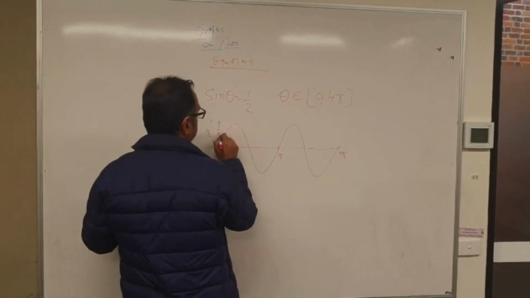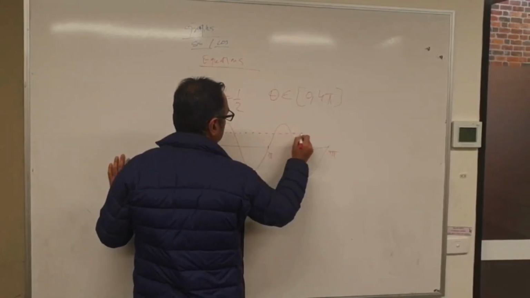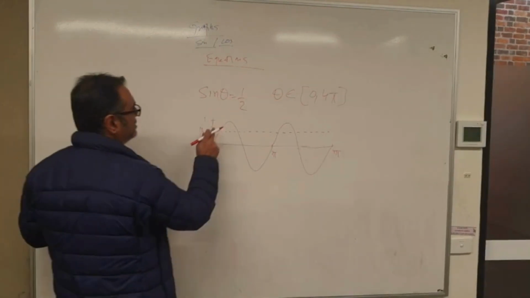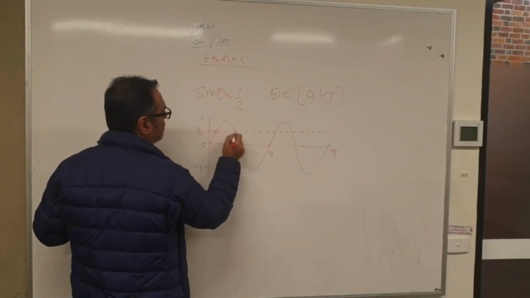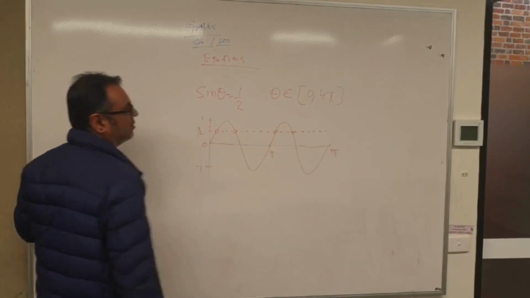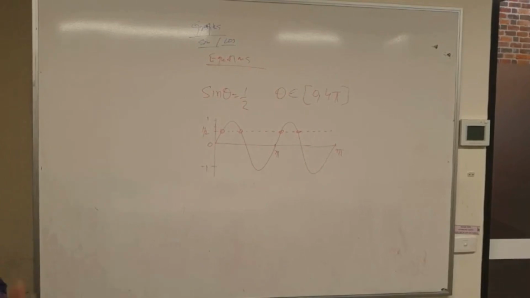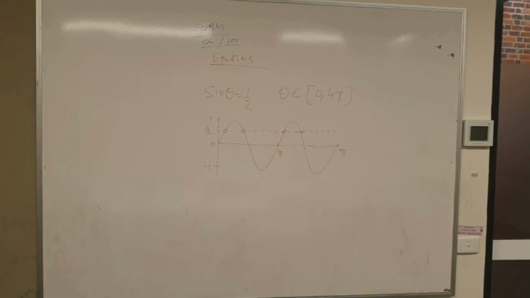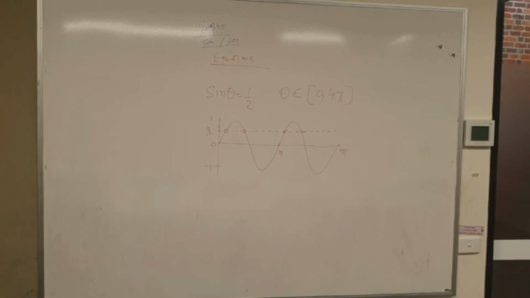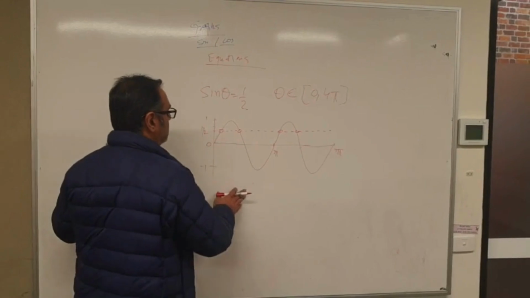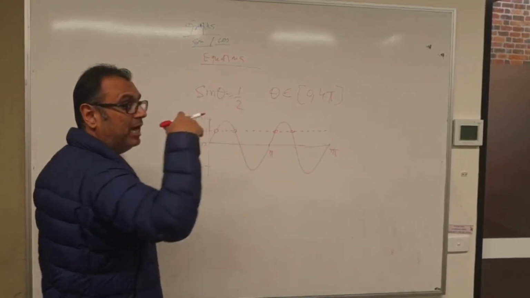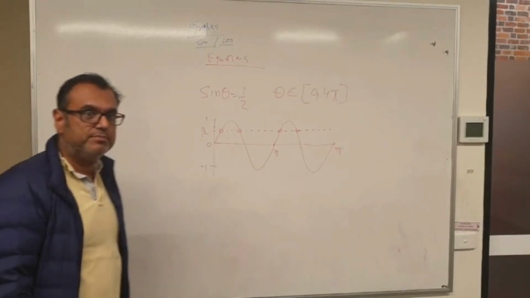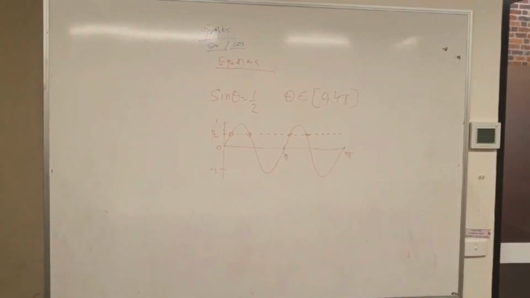Now let's draw a line. How many times has it cut the graph? 4. So that means I'll have 4 solutions. It's as simple as that. Right? Now, when is sine equal to half in the first quadrant? I need the reference angle first. It is pi by 6.